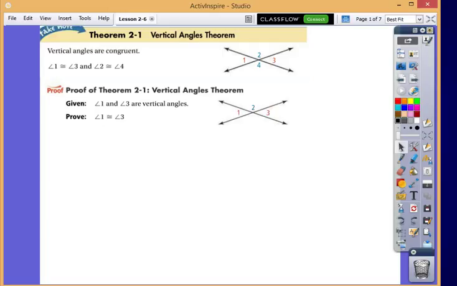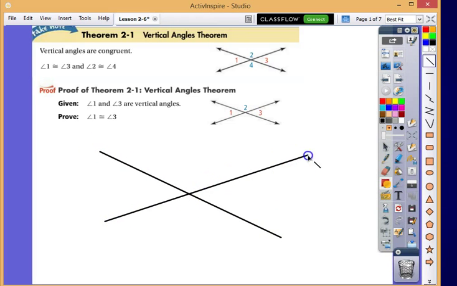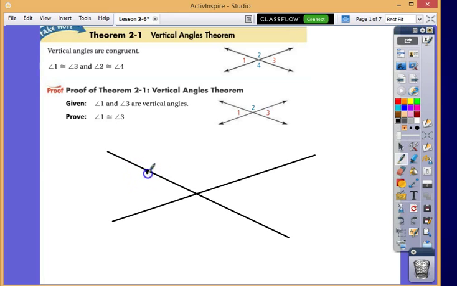First angle we're going to talk about is the vertical angle theorem. So the vertical angle theorem first means that you need to be able to identify from a drawing what angles are vertical angles. So I'm going to put a little picture up here, involving points A, X, B, C, and D.